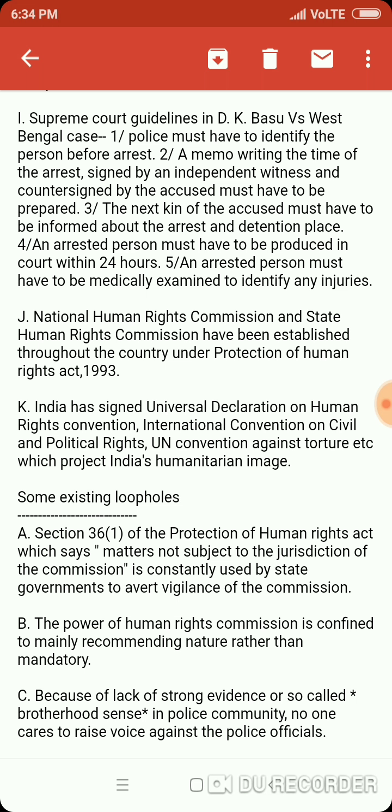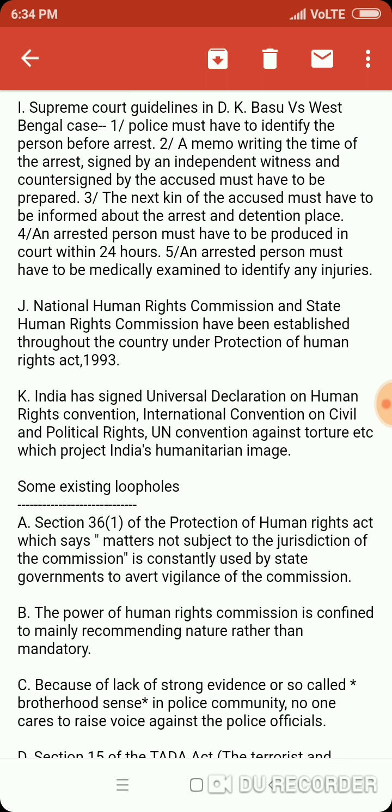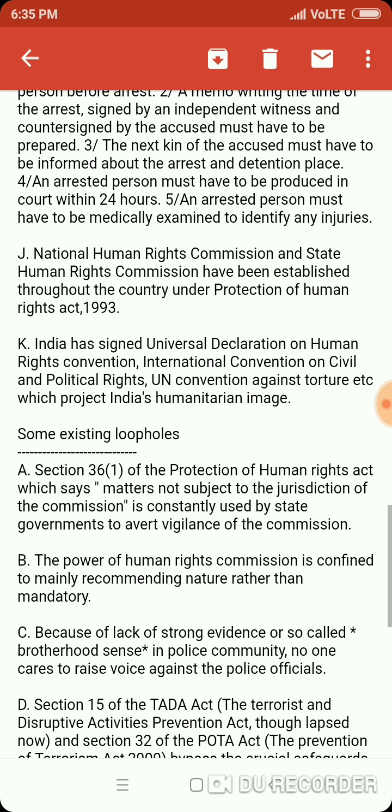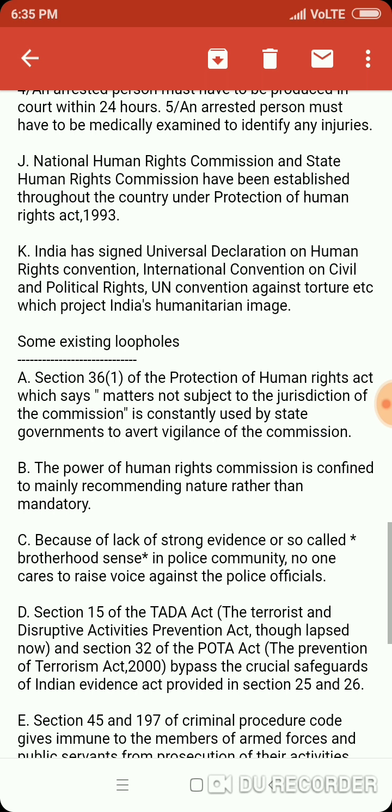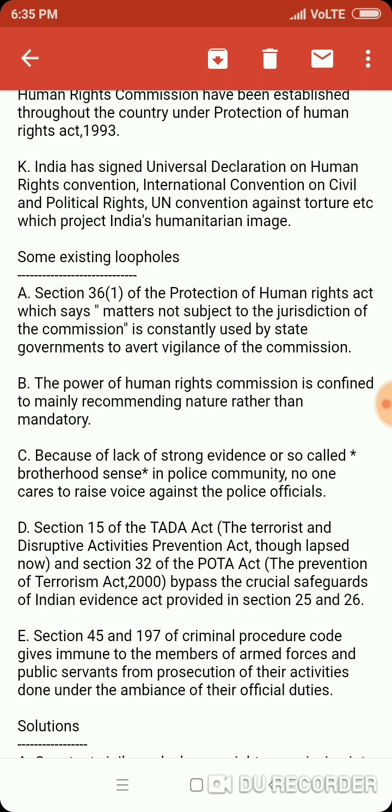As soon as the person is arrested, his nearest kin must be informed about his arrest and his place of detention. An arrested person must be produced in court within 24 hours. An arrested person must be medically examined to identify any injuries, so that injuries caused later in police custody can be established. The National Human Rights Commission and state human rights commissions have been established under the Protection of Human Rights Act 1993. India has signed various treaties like the Universal Declaration of Human Rights, the International Covenant on Civil and Political Rights, and the UN Convention Against Torture, which has projected India's humanitarian image.